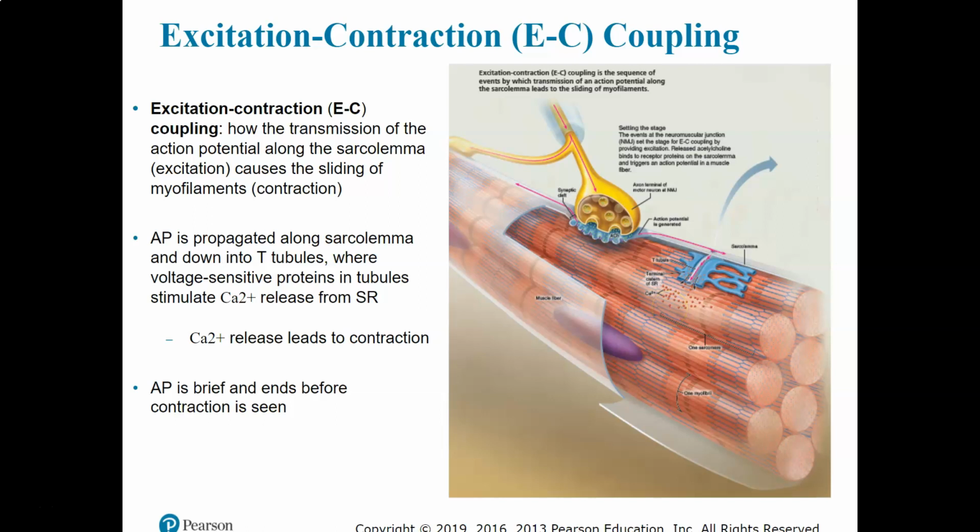The action potential travels along these T tubules where it is in close contact with the sarcoplasmic reticulum. And the sarcoplasmic reticulum is then going to release calcium. And calcium is the actual signal for contraction.